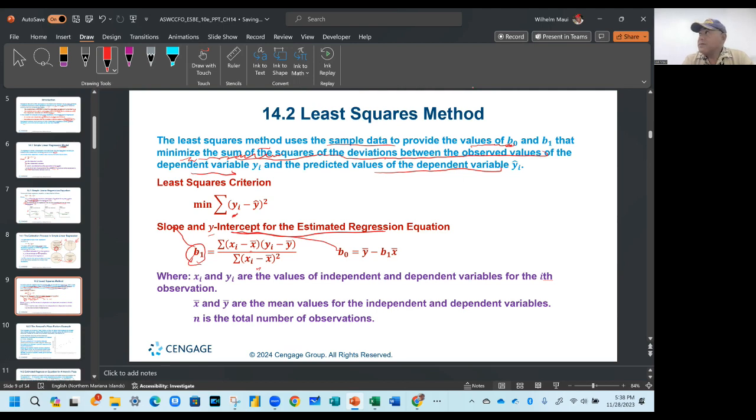Once you get that, I only have two unknowns in this case. So once I have that, I plug it back into the equation and solve for the intercept, or the beta null in this case.